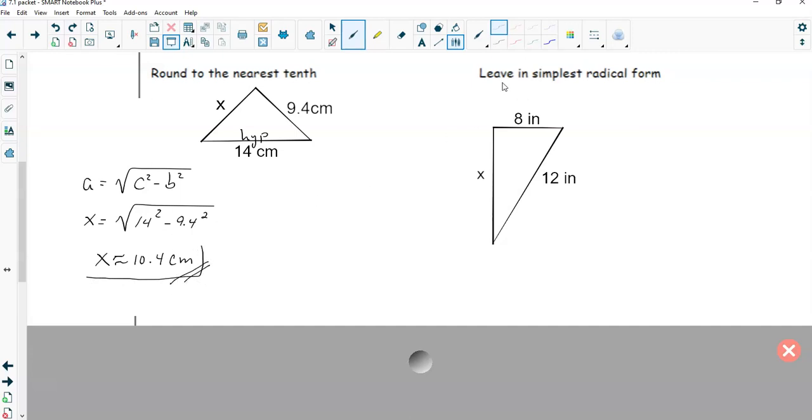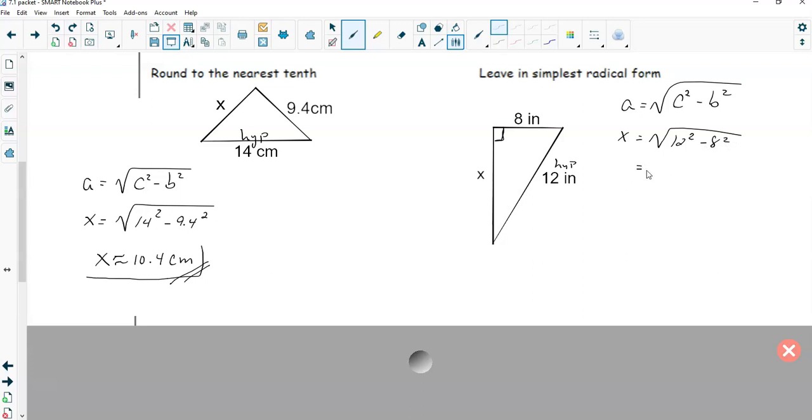Now, when we are talking about leaving the answer in simplest radical form, notice the first thing I want to ask myself: what am I looking for? Again, here's my hypotenuse. If this is my right angle, here's my hypotenuse. So the rest are legs. So I'm looking for a leg. So A is equal to the square root of c squared minus b squared. So that means x is equal to the square root. Remember, the first one is the hypotenuse, so it has to be this number, 12 squared minus 8 squared.